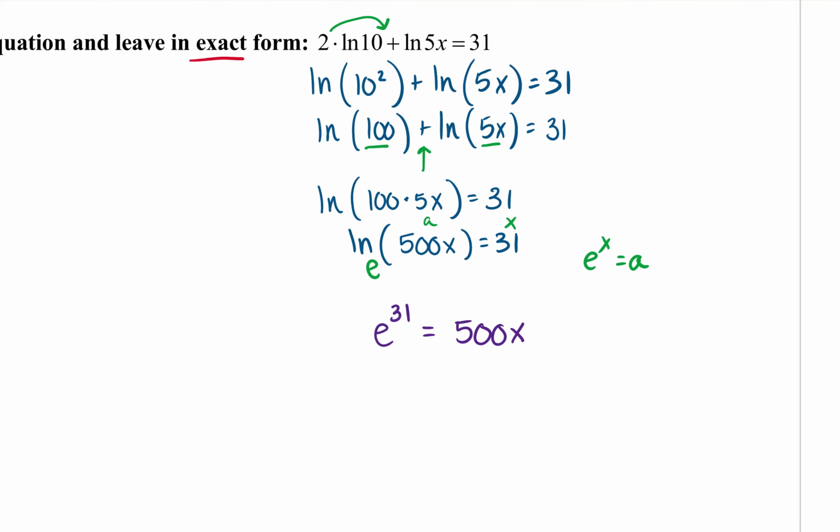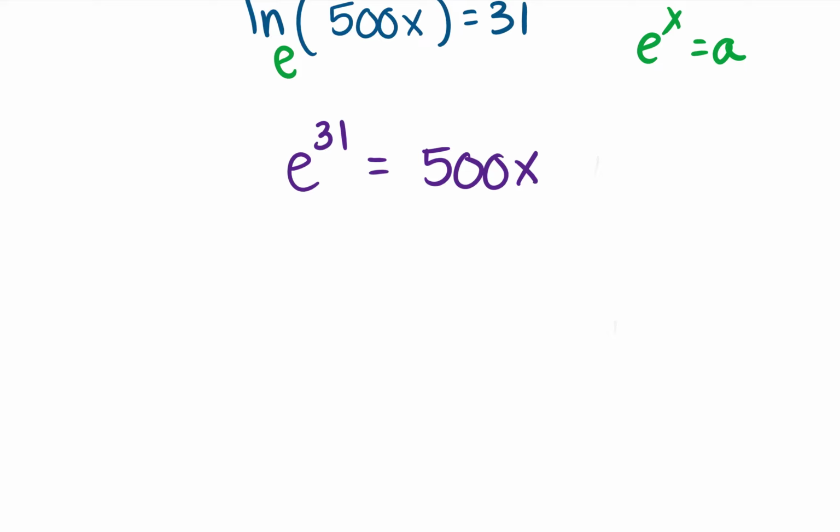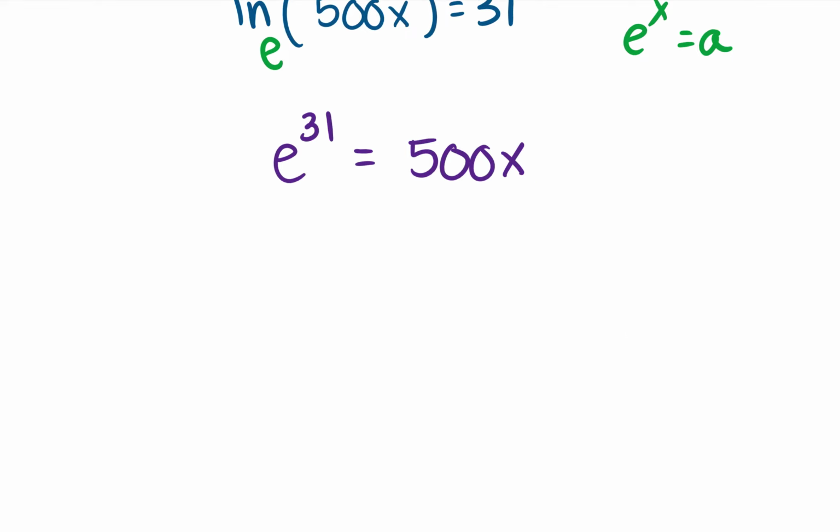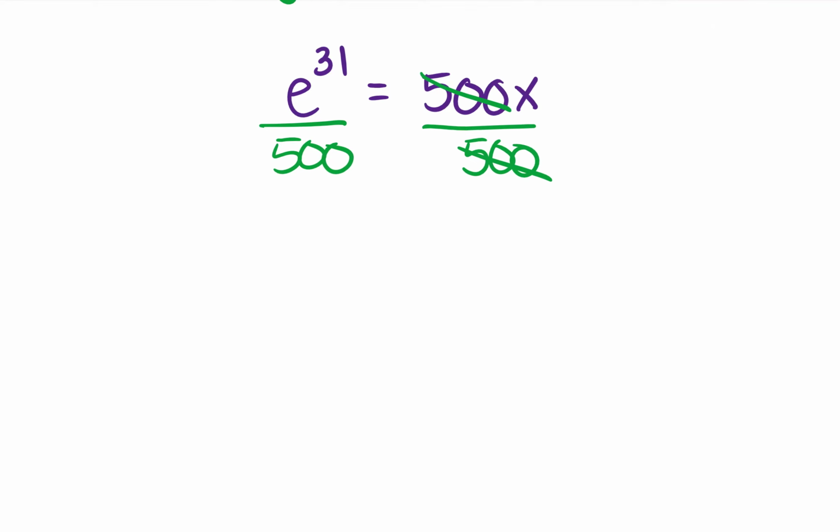Sweet. Now, I just want to solve for x. So, I don't have to add or subtract anything. I only have to divide. So I just divide by 500. And because I want exact form, I would just leave it like that. So my answer is e to the 31 power divided by 500 equals x.